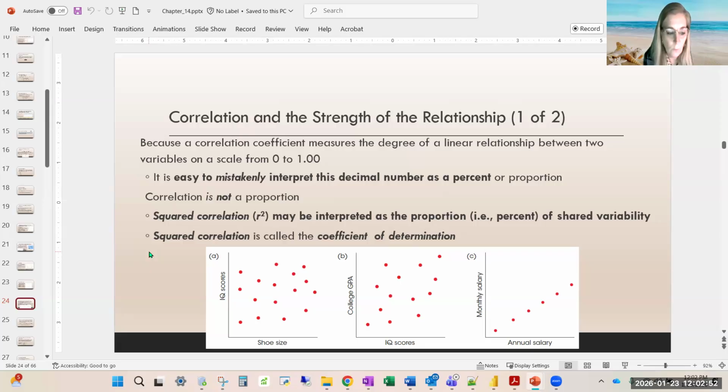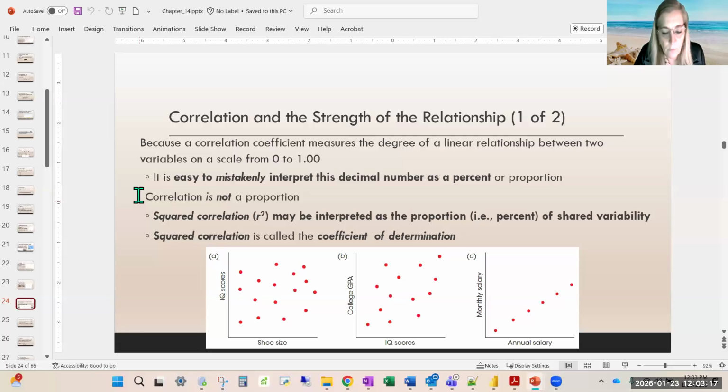Because a correlation coefficient measures the degree of a linear relationship between two variables on a scale from 0 to 1, it is easy to mistakenly interpret this decimal number as a percent or proportion, but it isn't. And by the way, linear means line, all right? So that's what we're looking at. But a correlation is not a proportion.